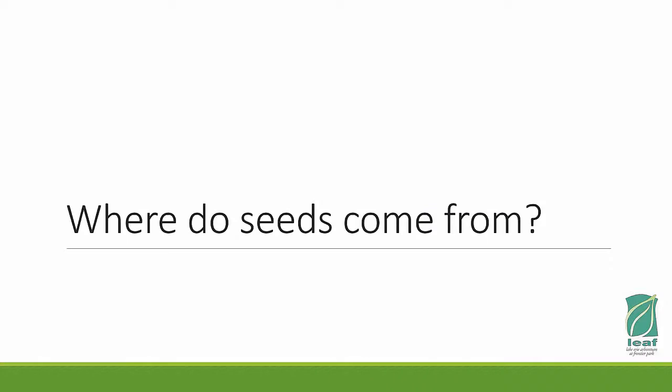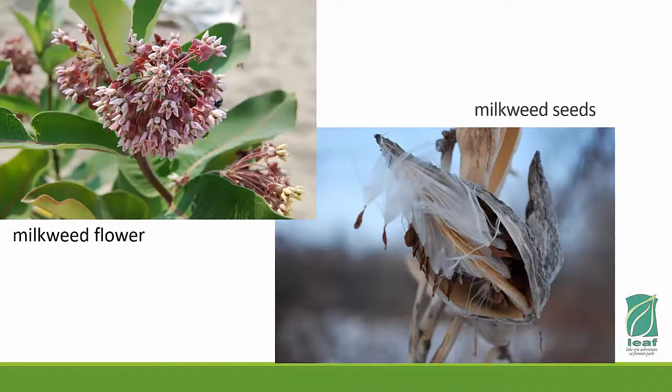Where do seeds come from? Seeds are produced when flowers are pollinated. Here we see milkweed flowers. When they are pollinated, the seeds develop inside of a green pod. In the fall, as the seeds mature, the pod turns brown and splits open, releasing the seeds which float away on air currents to a new location where they will grow.